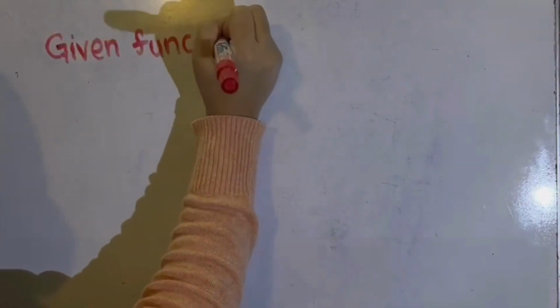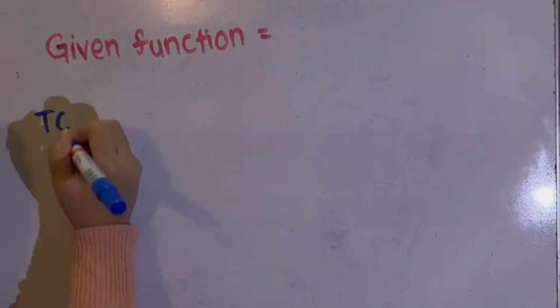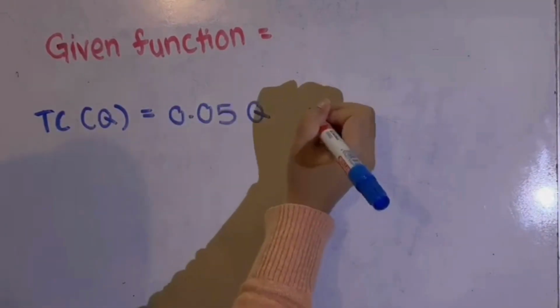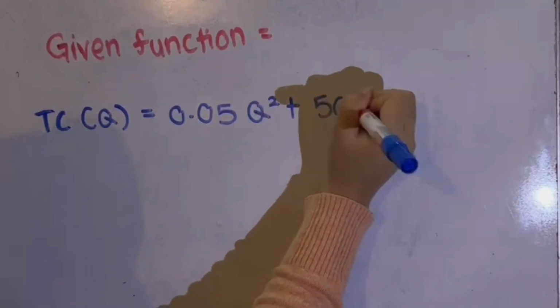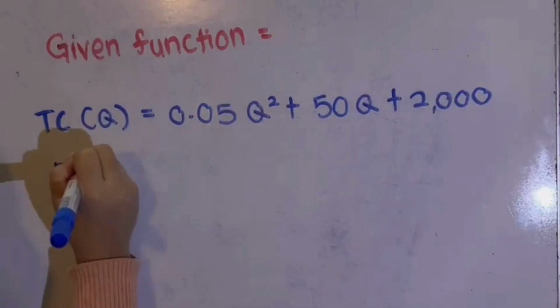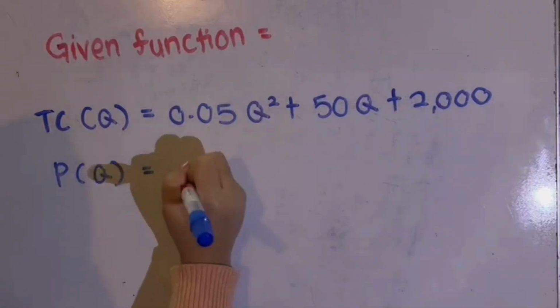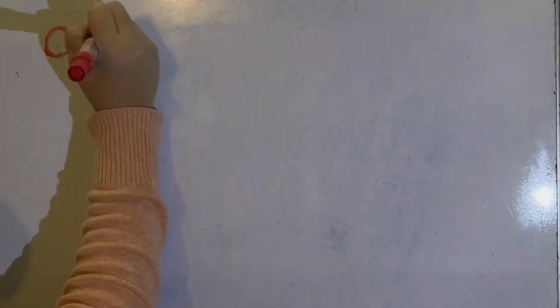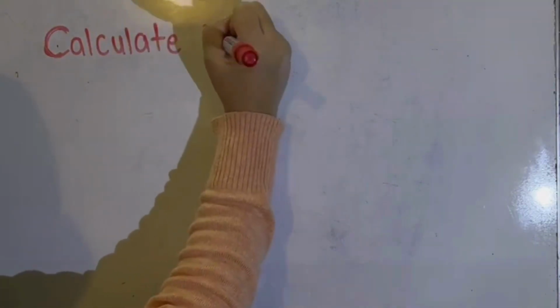For this assignment, we assume that we own a small manufacturing company. The total cost function of producing quantity Q is given as TC of Q equals 0.05Q squared plus 50Q plus 2000. The company operates in a market where the price function is P of Q equals 100 minus 0.15Q. Our first task is to form the profit function in terms of quantity produced.